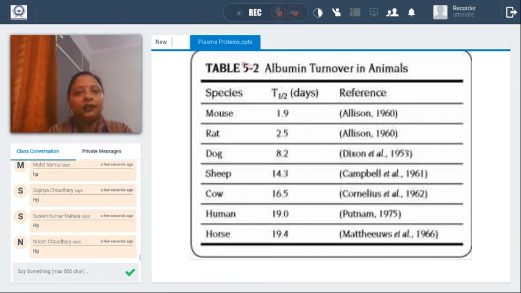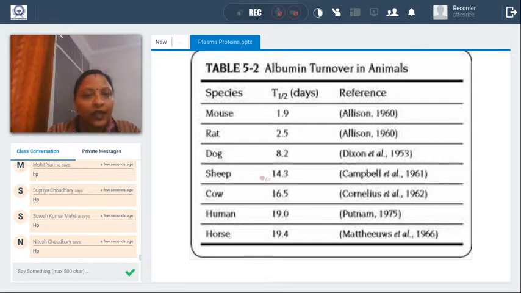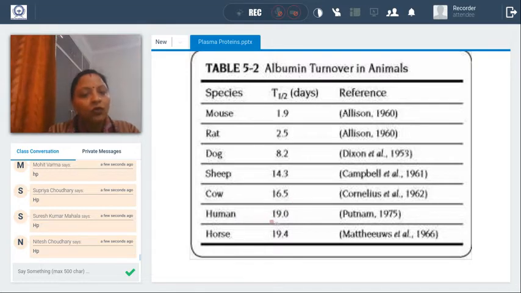So these are the half-life of albumin in various species. Mouse 1.9, rats 2.5, dog 8.2, sheep 14.3, cow 16.5, human around 19 or we can say 20, and horse 19.4.